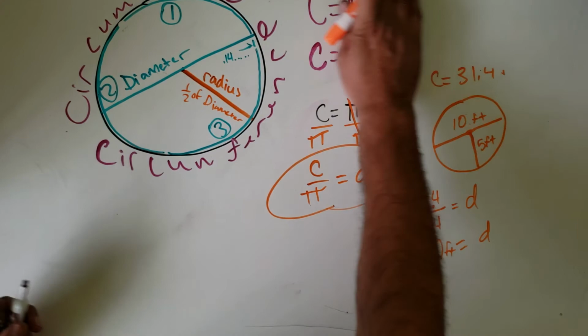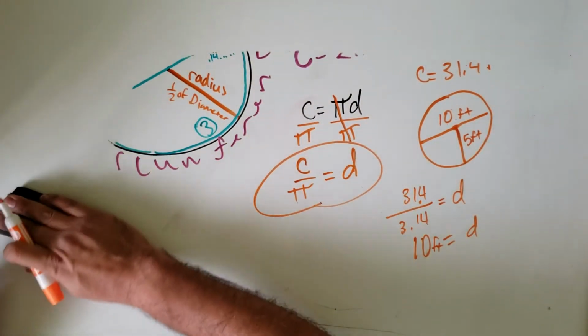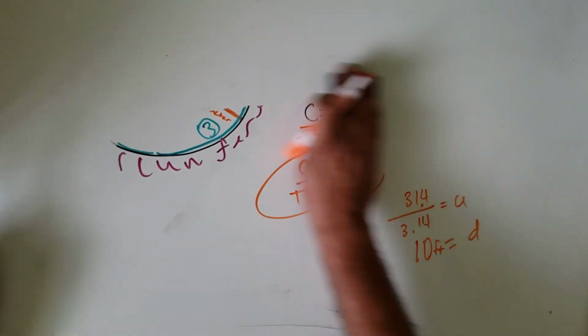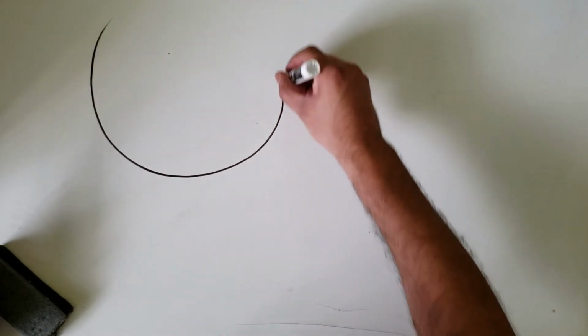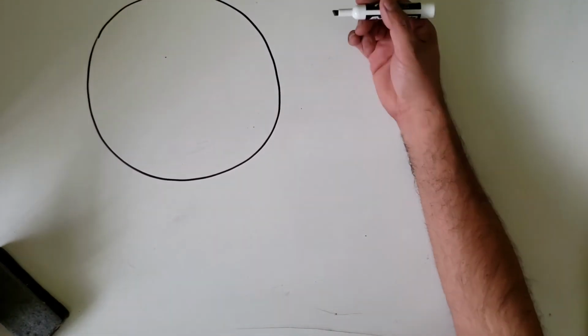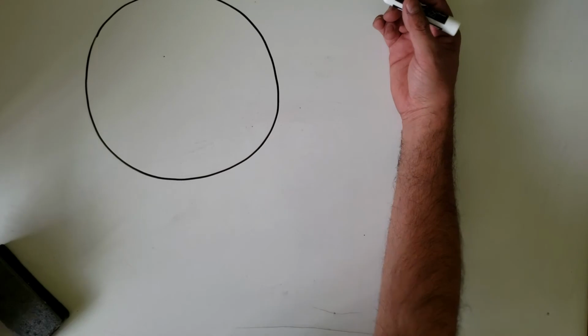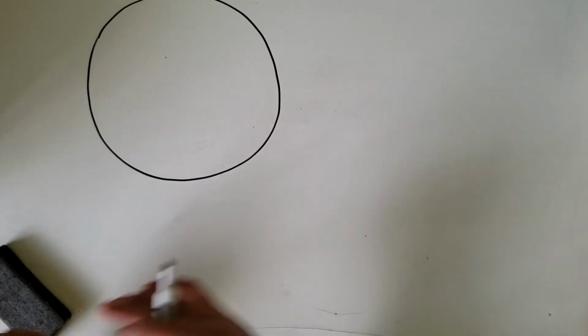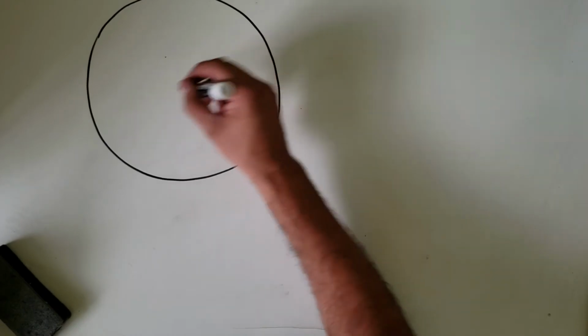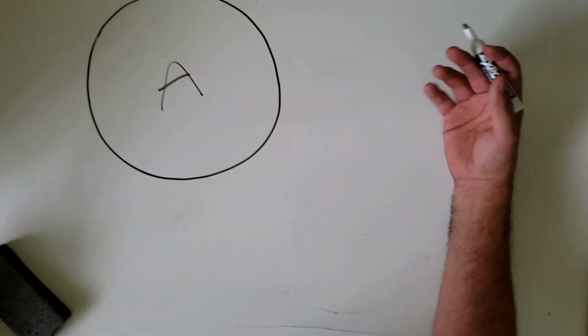Okay. We're going to move on into area of a circle. All right, so now we're doing area of a circle. And I don't know if you guys know what area is. Do you guys know what area is? Yes. What's area? Is area the inside or the outside? Inside. It's the inside. Just remember, area is always the inside, okay?